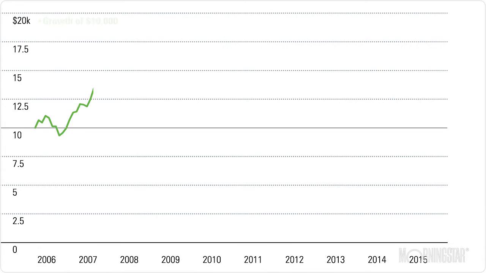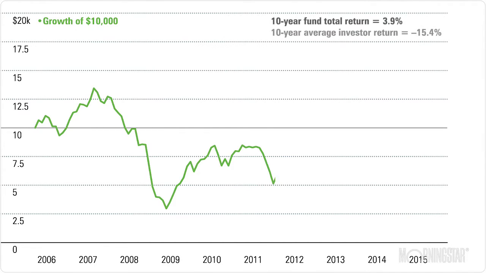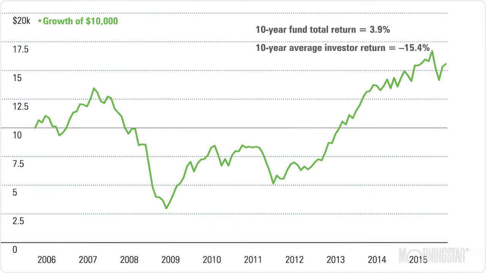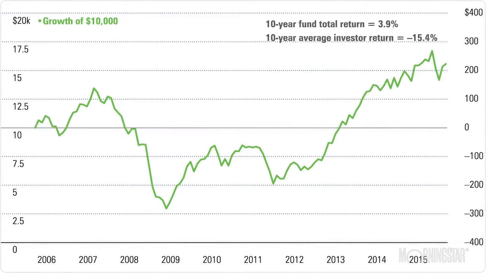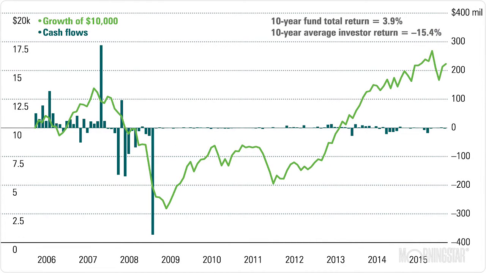The image illustrates the divergence in total return and investor return for a mutual fund selected from Morningstar's mutual fund database. The fund's 10-year total return was 3.9%, but its 10-year investor return was a terrible negative 15.4%, which is quite a big difference. The fund's net cash flow tells the story of the discrepancy.